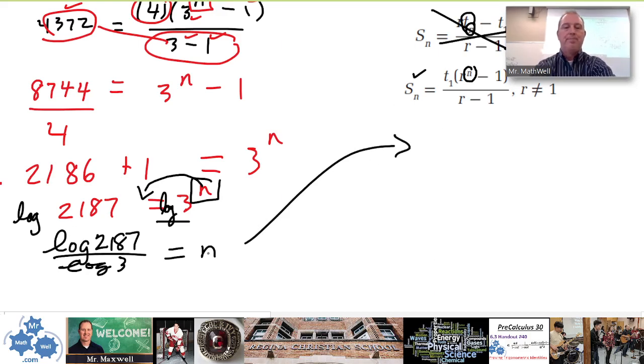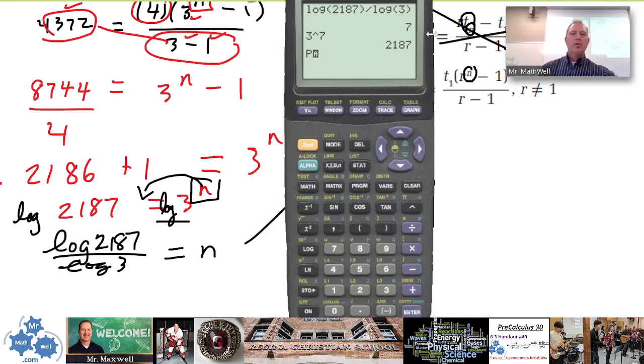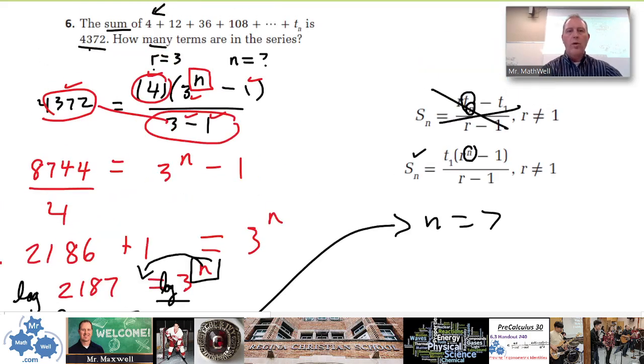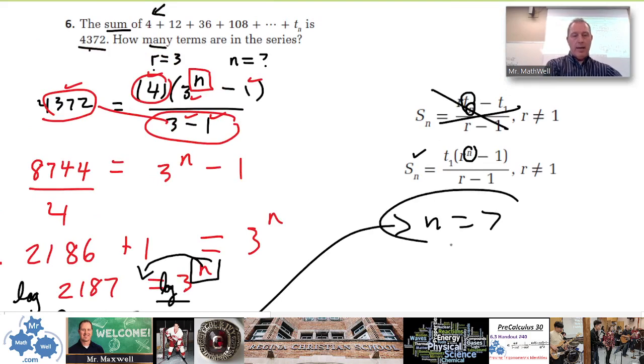So if you use the logarithms, you get an answer of 7 for n, and of course 3 to the power of 7 is 2187. So n equals 7. Going back to the question, how many terms are in the series? 7. 1, 2, 3, 4, and then 5, 6, and 7. Boom, you got your sum.